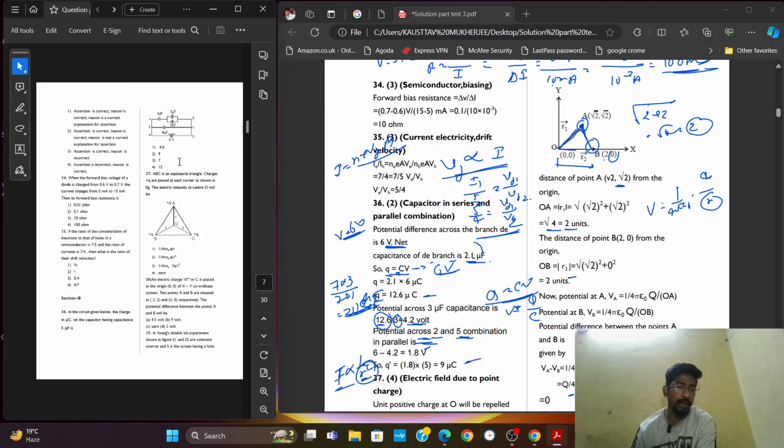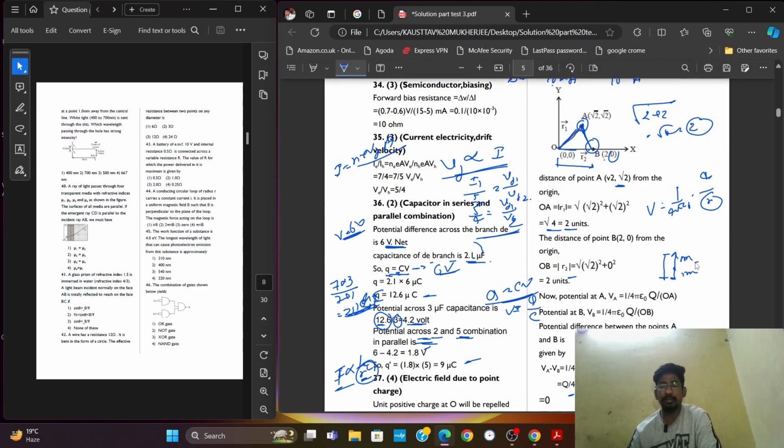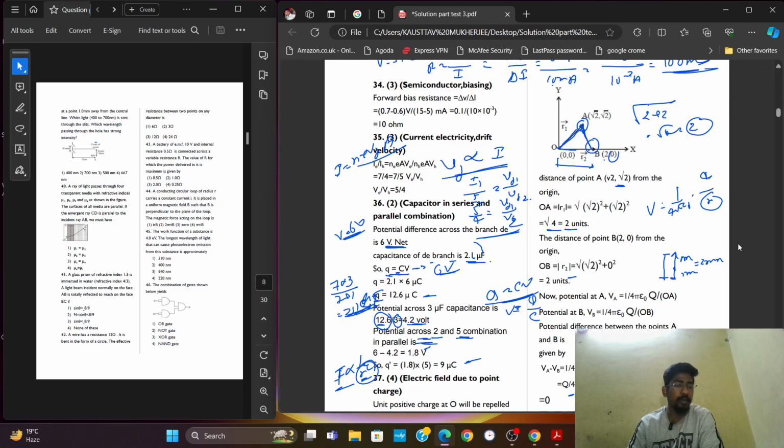Okay, next, in a YDSE, S1 and S2 are the coherent sources, and S is the screen through which the hole is placed, right? At a point 1.0 meter away from the central line. That means this is 1 millimeter, right? This is also 1 millimeter, that is 2d. 2d equals 2 millimeter. A white light of 400 to 700 nanometer is passing through the slit. Which wavelength passing through the hole has the strongest intensity?